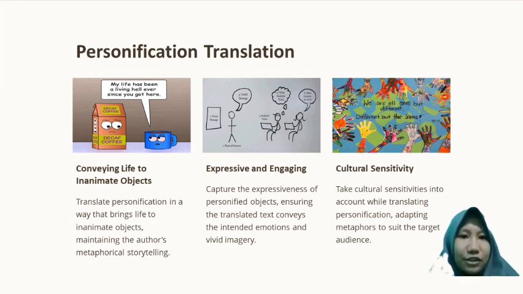So, personification translation. Personification can give additional connotations to the original text. Translators need to ensure that personification is conveyed correctly and faithfully to the original text. First, conveying life to inanimate objects. Translate a personification in a way that brings life to inanimate objects, maintaining the author's metaphorical storytelling. Second, expressive and engaging. Capture the expressiveness of personified objects, ensuring that the translated text conveys the intended emotions and vivid imagery.